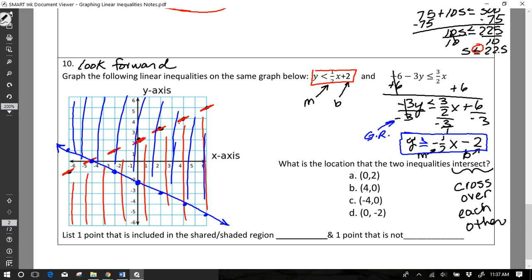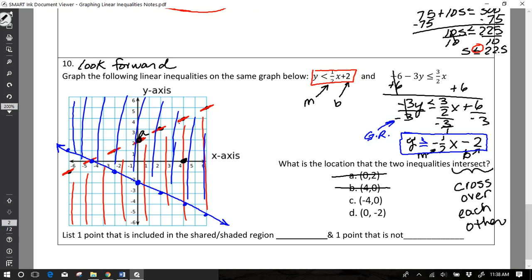If you're not exactly sure, you can plot all four of these points. So let's do 0, positive 2. Did the blue line cross over right there? The answer is no, so that's not it. What about B? Positive 4, 0. Did the blue line cross there or did the red line cross there? And the answer is no.